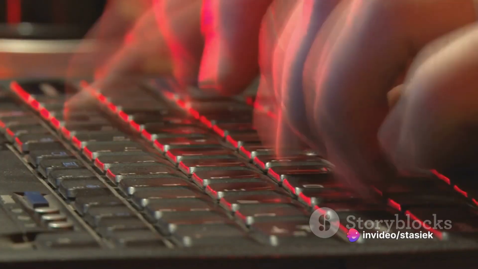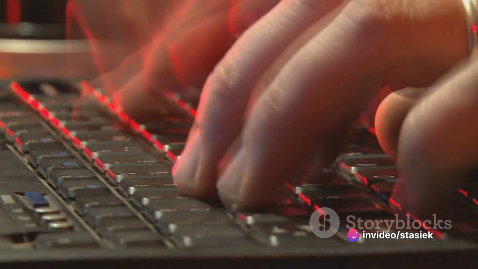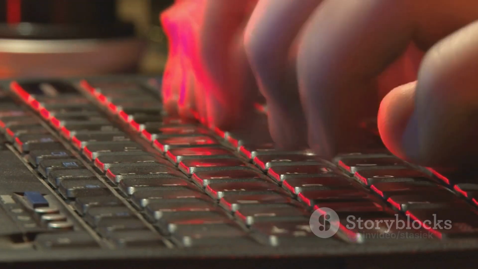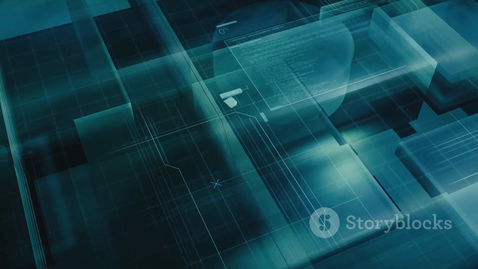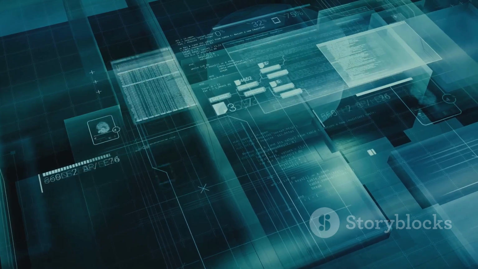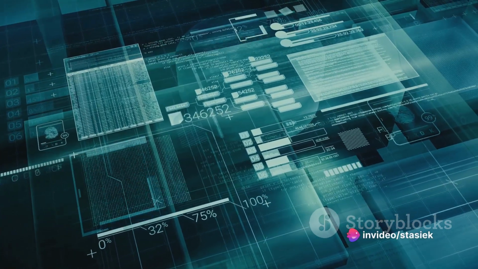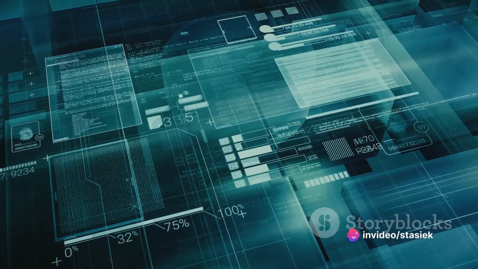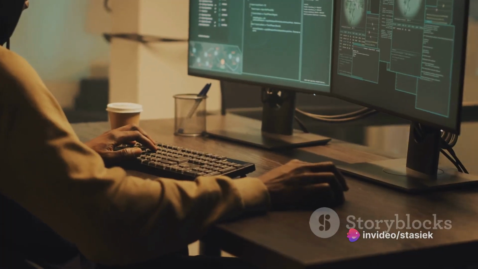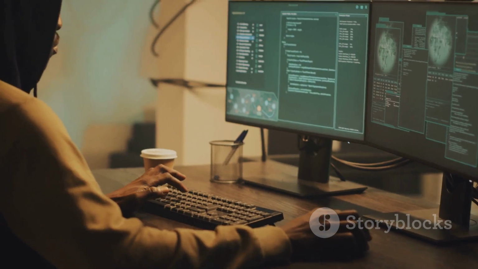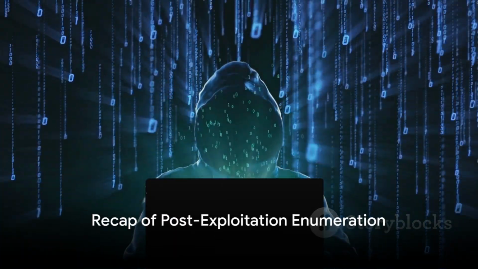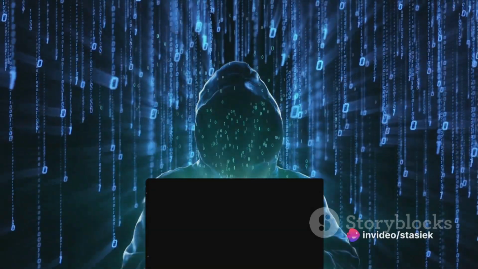Covering tracks, on the other hand, involves erasing any evidence of our activities on the system. This might include clearing logs, deleting files, or even reconfiguring settings to their original state. By doing this, we make it more difficult for system administrators to detect our presence and actions. This completes the process of post-exploitation enumeration, a critical phase in pentesting. As we wrap up, let's revisit the main points of post-exploitation enumeration.